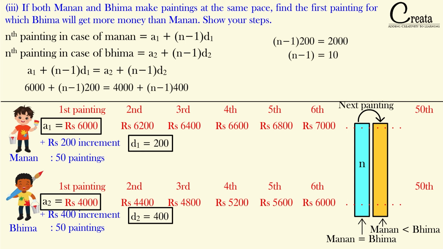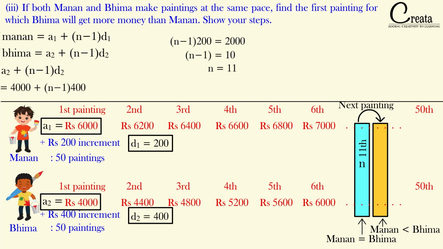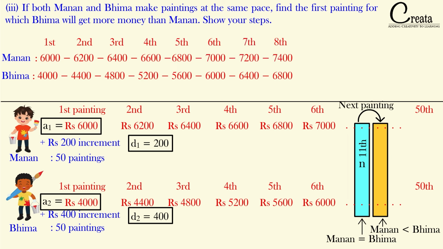Let's solve it. On solving, we got n as 11. It means the 11th term in the case of Manan and the 11th term in the case of Bhima will be equal to each other. You can extend the arithmetic progression up to the 11th term just for cross-checking. Here at the 11th painting, both Manan and Bhima will get the same amount of money. Got it?